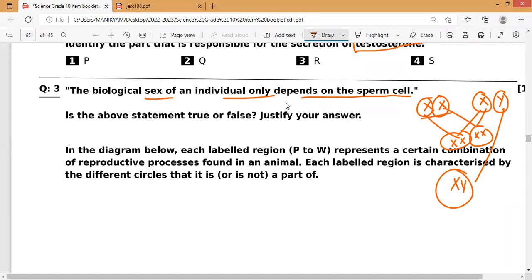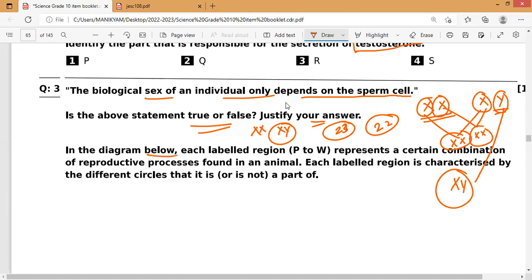That is why the biological sex of an individual only depends on the sperm cell, because the mother cannot do anything. The mother has only XX chromosomes. A father, as we all know, has 23 pairs of chromosomes in male and female. 22 pairs are common in each. Only in the last pair, the female has XX and the male has XY. So is it true or not, everybody? It is true, and we can justify our answer also.